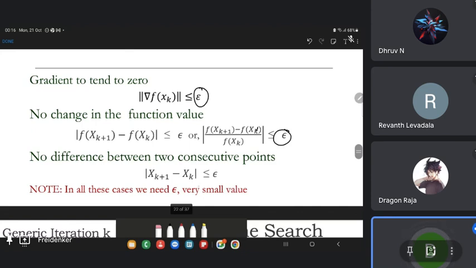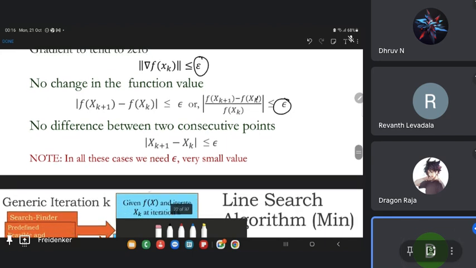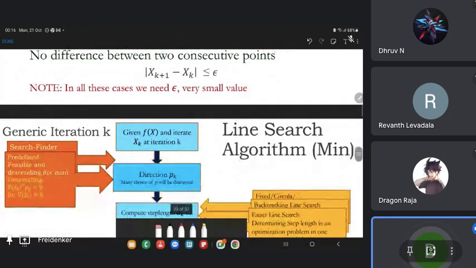No difference between consecutive points. This is what I was talking about. If you moved from here to here, then here to here, then here to here, and if there is no change, if you're just going here and there, you can stop. That is this condition. But to get accurate values or to increase precision, you're supposed to take a very small epsilon. But dealing with very small epsilon values is also difficult. So it depends, but it should be very small. Exactly 0 means you get the exact answer, but you can't compute it.